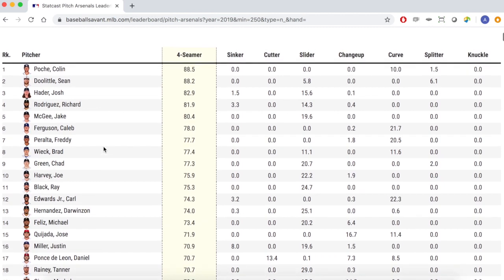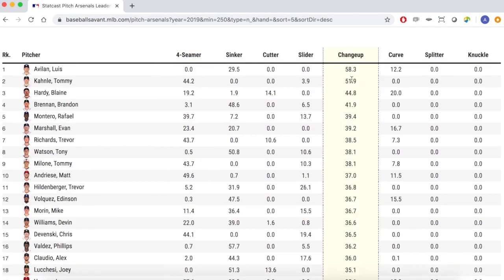Who throws their changeup the most? If you click that, Luis Avilan, 58.3%. And this all comes from the pitch classification, like you'll see on game day and you'll see in the ribbon boards in the stadium that gets cleaned up after the game and everything. These numbers should mirror what you see on the Statcast player pages and everything.